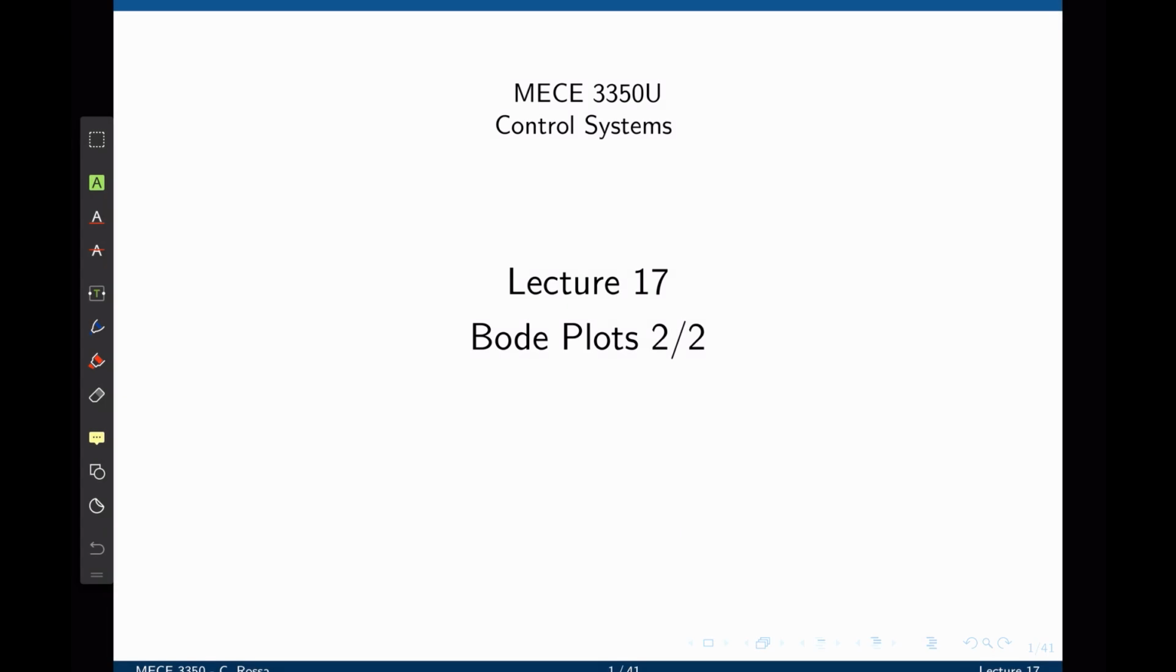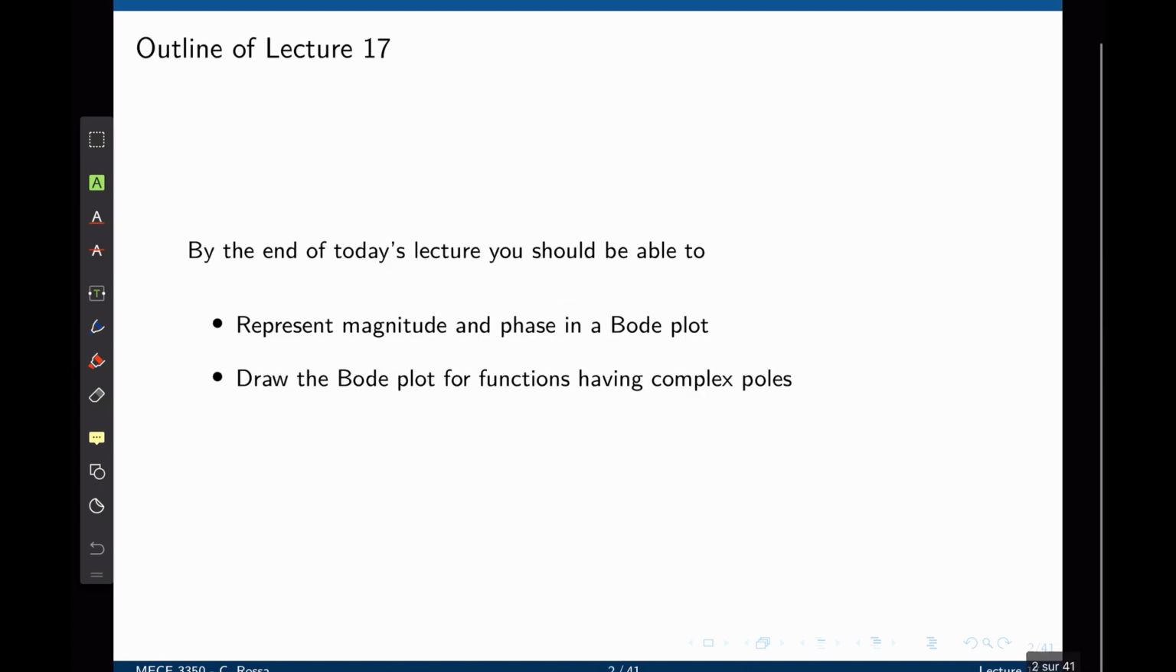This is the second lecture on Bode plots. In this lecture, we are going to expand on the concepts we introduced in lecture 16 and look at more complex cases of Bode plots. By the end of this lecture, you should be able to represent the magnitude and phase of a Bode plot and draw the Bode plot for functions having complex poles or zeros.